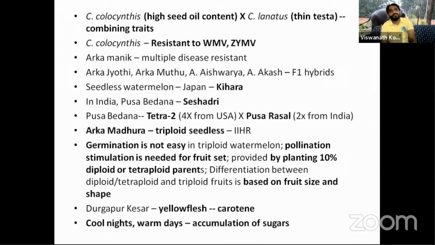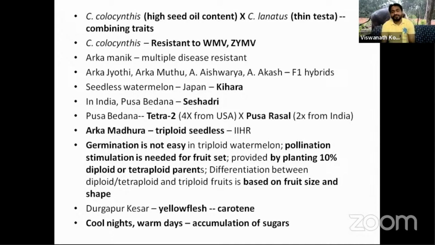This pollen will stimulate when it reaches the stigma of a triploid flower. It stimulates the fruit development. The stimulation is needed for the fruit development in the case of a triploid watermelon. So we have to plant along with the triploid plants 10% of the diploid or tetraploid parents.